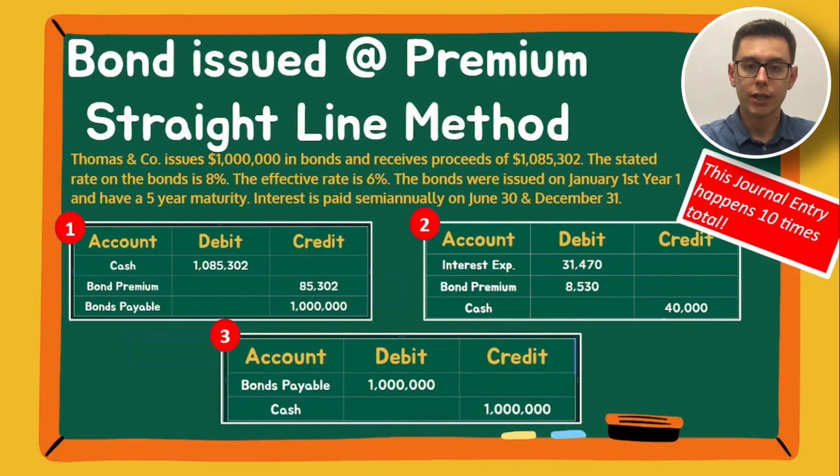Here are the journal entries that we did as a summary if you want to pause and look at these for a second. Number 1 is the bond issuance. Number 2 is the interest payment journal entry, and again, that one happens 10 times, and it stays the same each time, the straight line method. And then the third journal entry is the bond maturity.